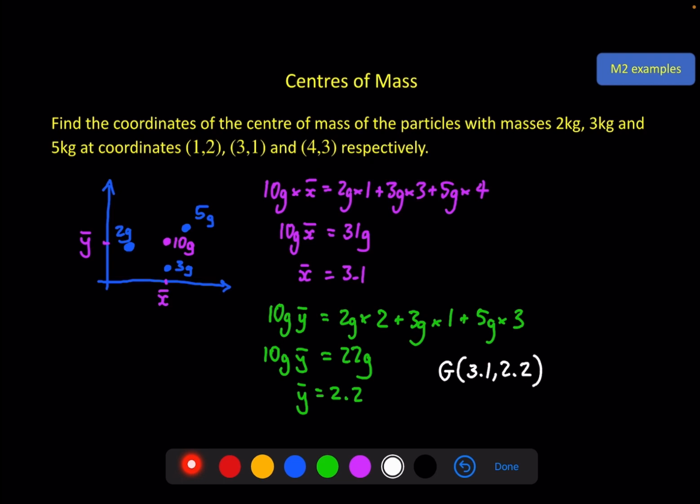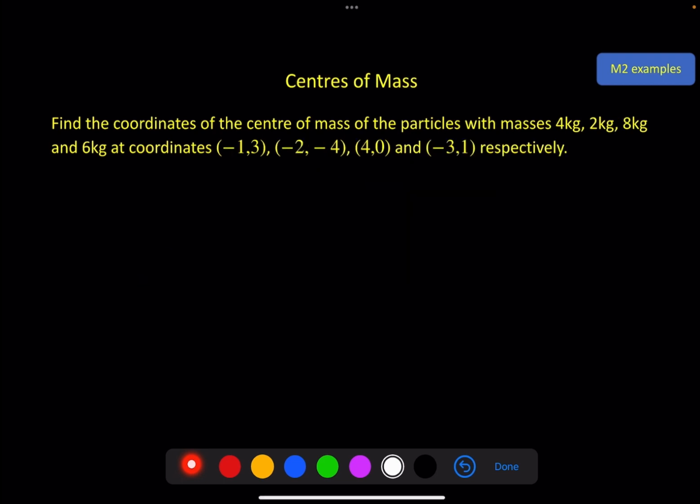A very similar example here, but I'm going to use vectors instead, you'll see that the calculations are the same. It's not really reducing your work, it's just reducing how many equations you have to write. So find the coordinates of the center of mass of the particles with masses these at coordinates these respectively. We do have 4 of them this time though. I won't draw a diagram, I'm just going to launch straight into the calculation.